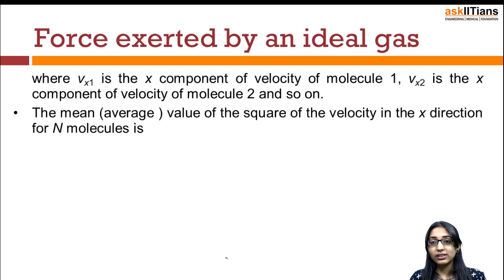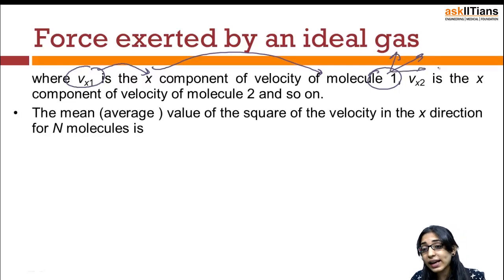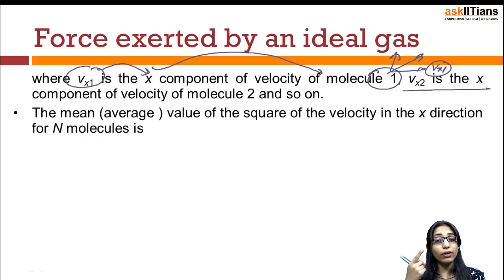Now since we have reached this point, if I continue ahead, Vx1 is the x component of the velocity of molecule 1. That means if I am just taking into account molecule 1, since I told you it is moving in all three directions, Vx1 is just the component of the velocity with which it is moving in the x direction. So Vx2 is the x component of velocity of molecule 2, and so on.